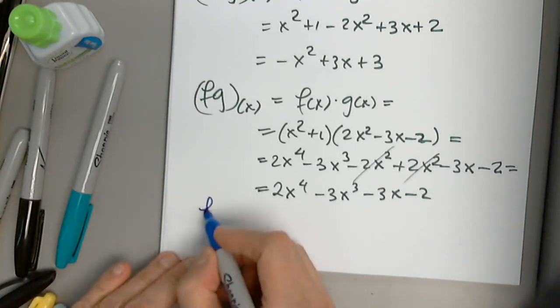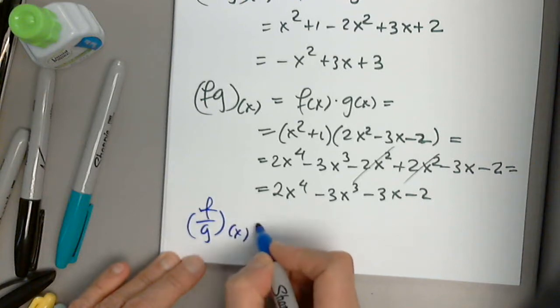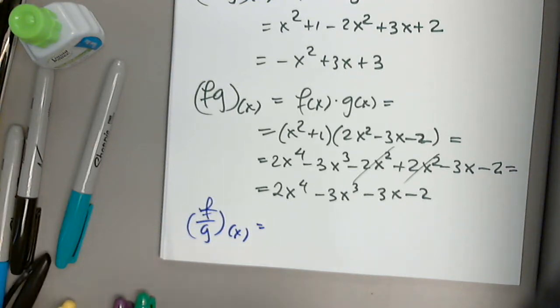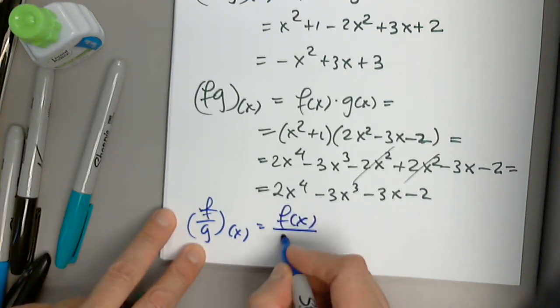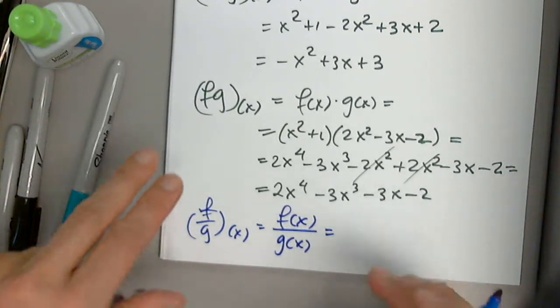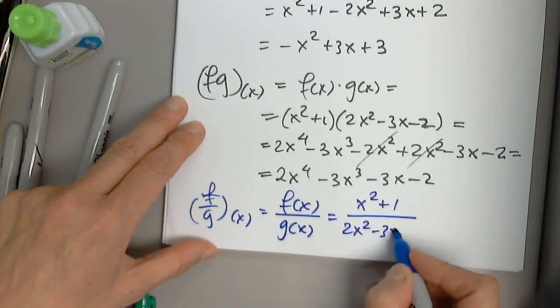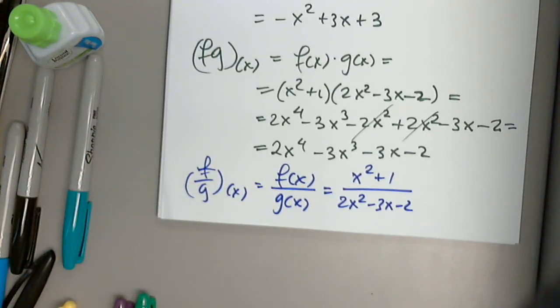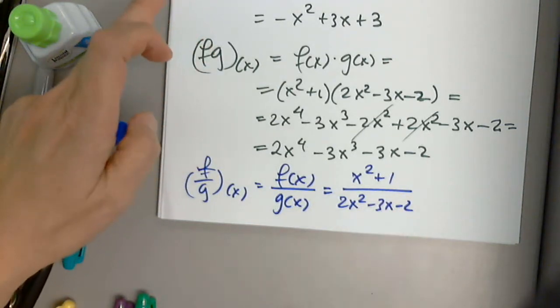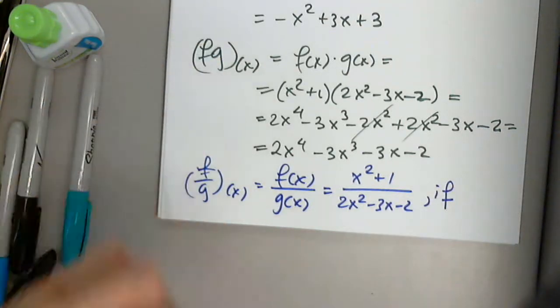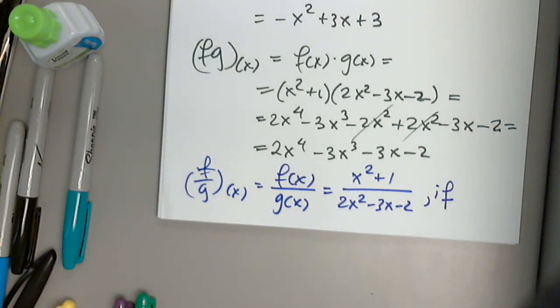But now I would like to look at f over g. That's the last function from the algebra of functions. Can anyone give us the definition for this? Yes, but I have to write f of x over g of x. That's the definition, and now I replace them: x squared plus 1 over 2x squared minus 3x minus 2. However, I did not say this before for the sum, difference, and product, but here I'm going to put an if, and I'm going to wait for you to tell me if what.